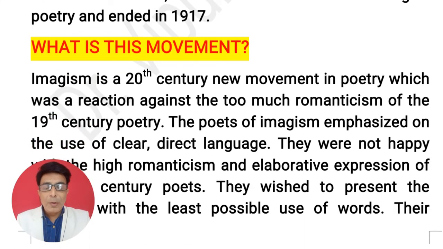Why? Because these two poems are very innovative as far as poetic style is concerned. These two poems are full of the use of Imagism by T.E. Hulme. Now let's first of all try to understand what this movement is all about. As I told you, it is a 20th century new movement in poetry, and it was a reaction against the too much romanticism of the 19th century English poetry.